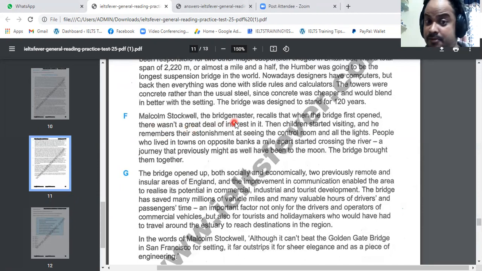Malcolm Stockwell, the bridge master, recalls that when the bridge first opened, there wasn't a great deal of interest in it. Okay, I marked there wasn't a great deal of interest in it. Then children started visiting, and he remembers their astonishment at seeing the control room, the lights. People who lived in towns opposite started crossing the river. Okay, the bridge brought them together. So I got a particular answer here.